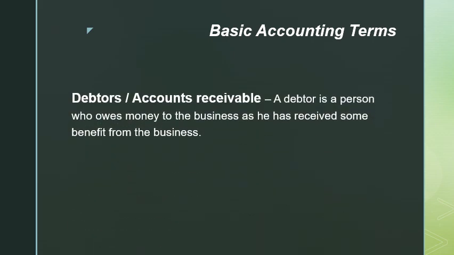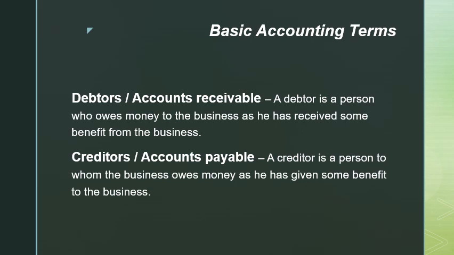Then debtors or accounts receivable. A debtor is a person who owes money to the business as he has received some benefit from the business. So if we make a sale on credit, we get a debtor because he will pay us in future. Then creditors. A creditor is a person to whom the business owes money as he has given some benefit to the business. When we make a credit purchase, the creditor arises, then we have to pay him later.